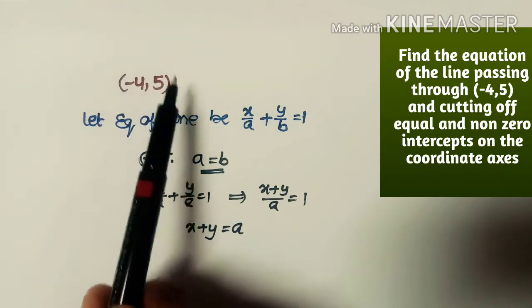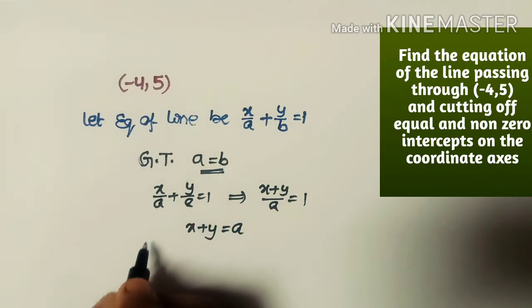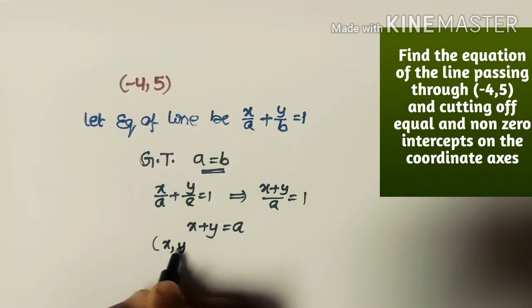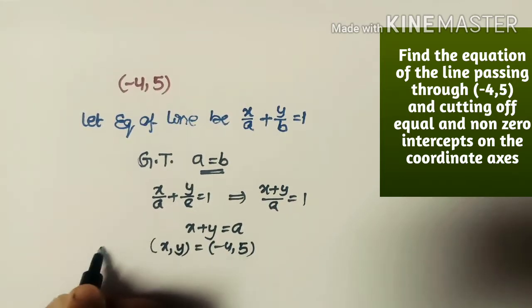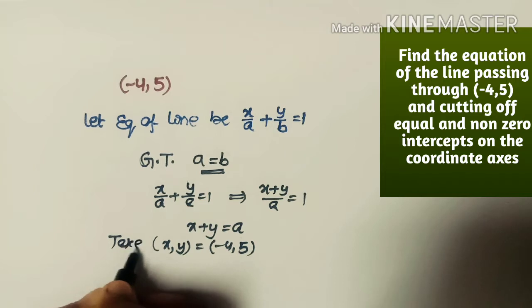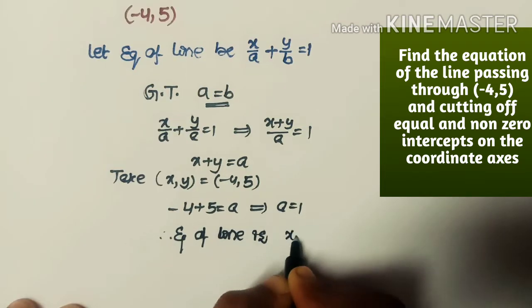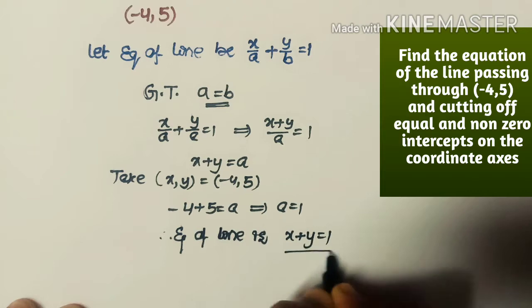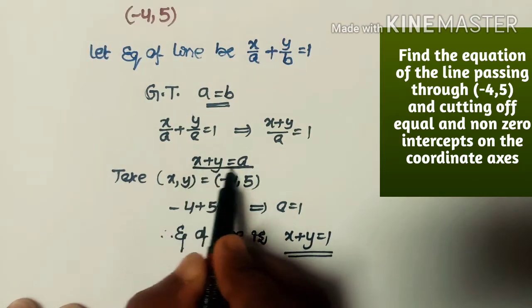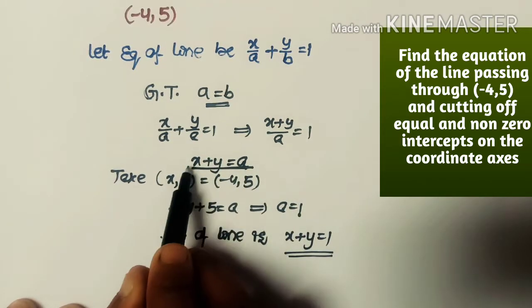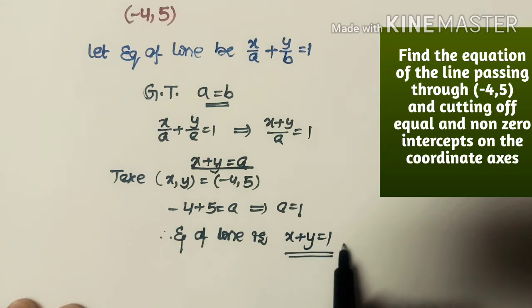What is given? The line passes through the point (-4, 5). So replacing the point in this equation, we take (x, y) = (-4, 5). That is, -4 + 5 = a. Therefore, the value of a is 1. Therefore, the equation of the line is x + y = a, and a is 1. So the answer is x + y = 1.